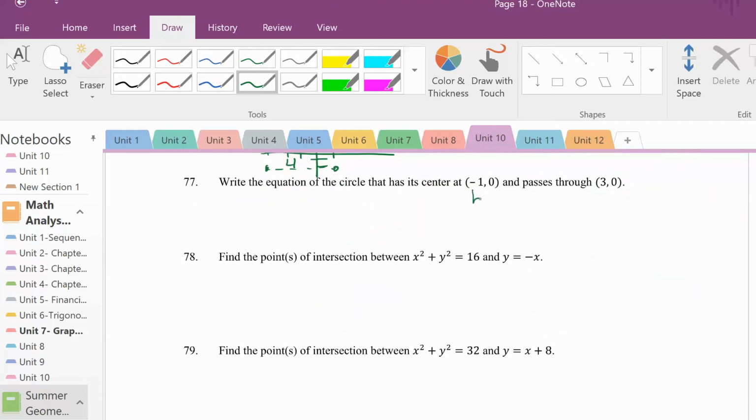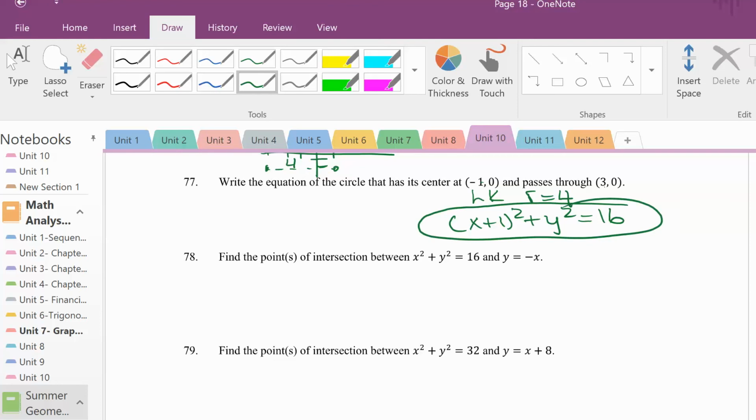Same thing here. Here's your h and k. Now the r would be 4 as well, because from negative 1 to 3 is 4. So you're going to go x plus 1 squared plus y squared, because y minus 0 is just y squared, equals 16.